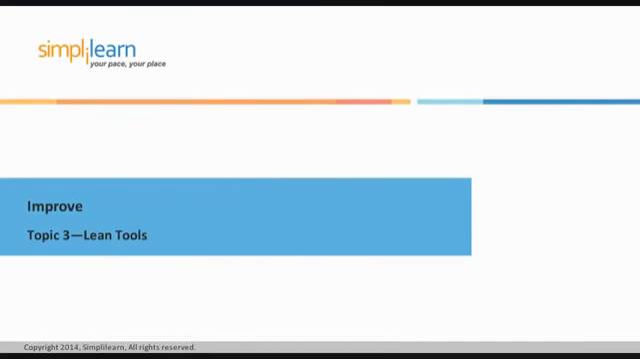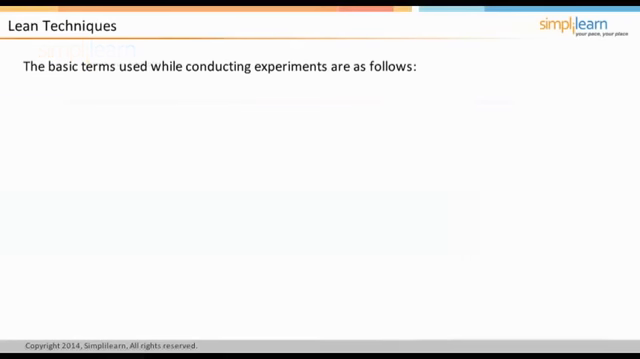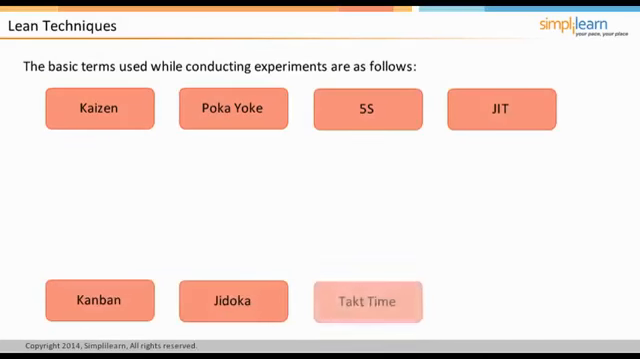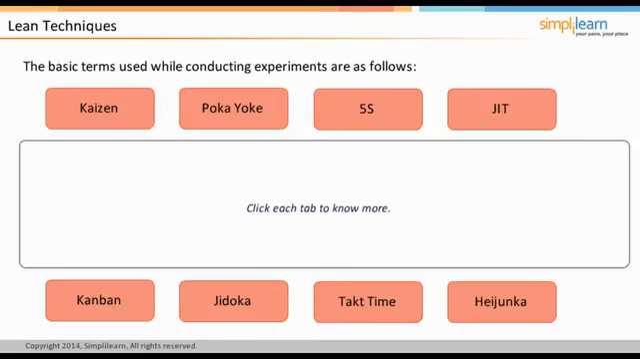In this topic, we will discuss lean tools in detail. Let us learn about lean techniques in the following screen. The 8 lean techniques are Kaizen, Poka-yoke, 5S, Just-in-Time, Kanban, Jidoka, Takt Time, and Heijunka. Click each technique to know more.